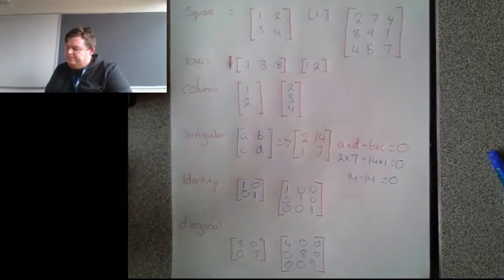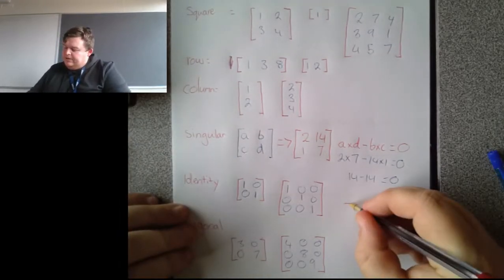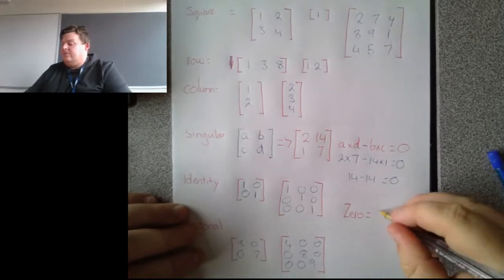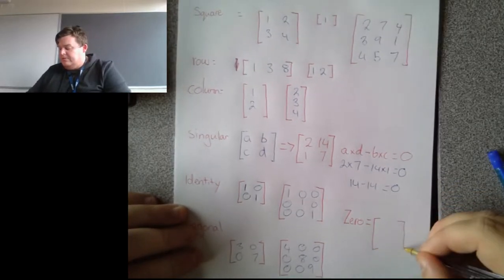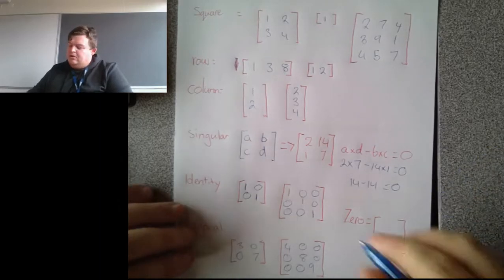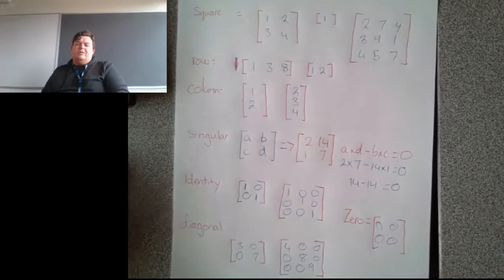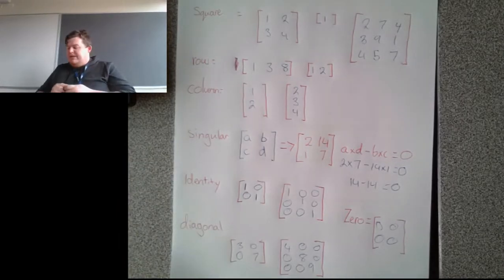Okay, I missed one. All right, so another one that we're going to talk about is the zero matrix. And for those of you playing along at home, you can probably guess that's just any matrix where all the elements are 0. That's pretty common as well. So they're the main ones.